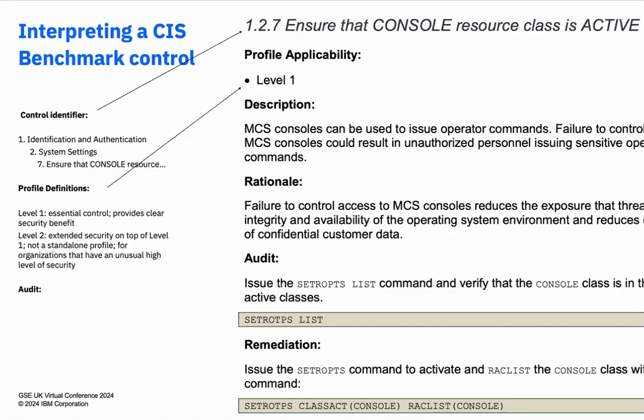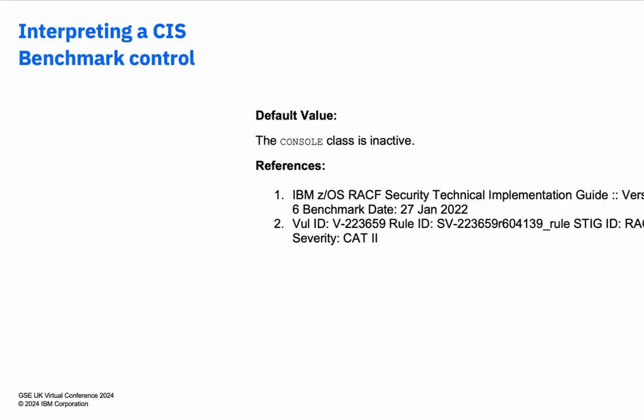Then the most important, essentially the essence of the check, is the audit section. Here we can see to verify that the console class is in the list of active classes, so that the console resource class is active. So this is our automation. This is our check that we implement in zSecure. And zSecure evaluates the audit section and returns the finding status of the control. It can tell you if the control has passed, if it failed, or if we don't know, and if an assertion is needed, a manual assertion.